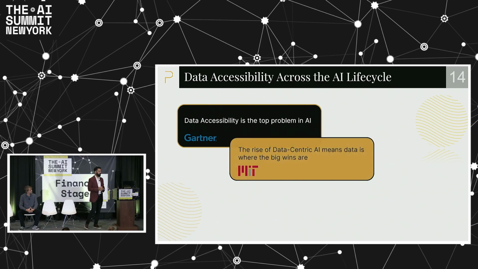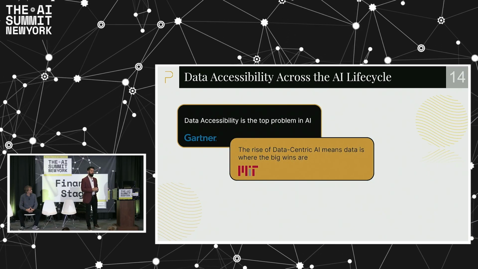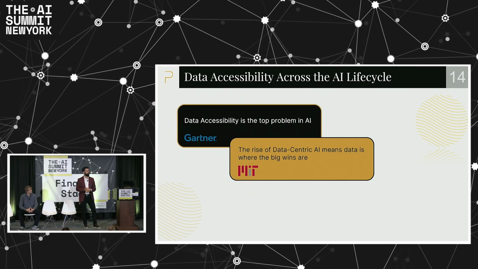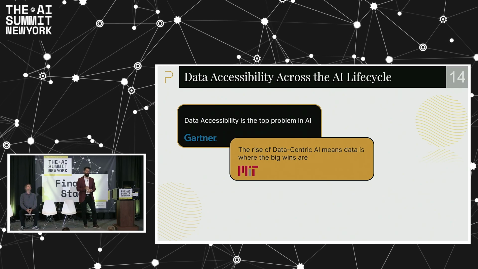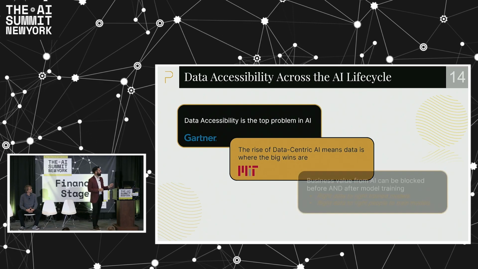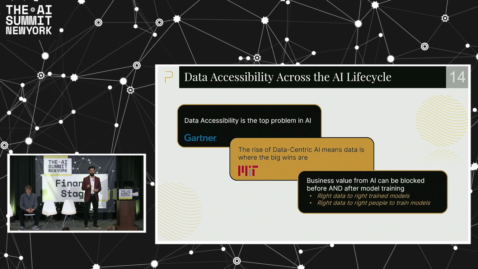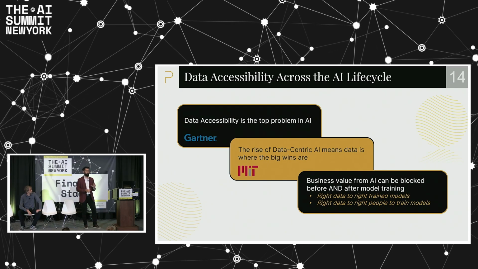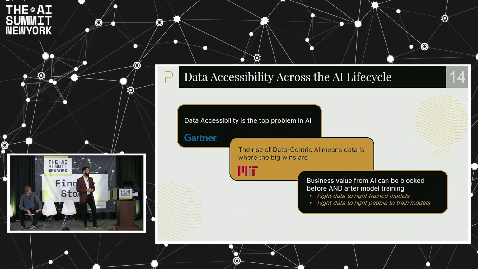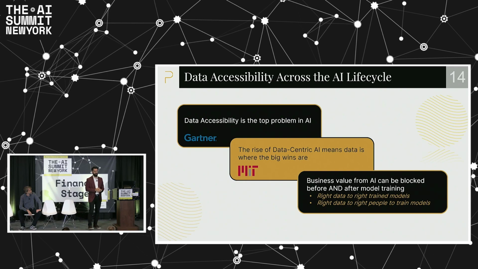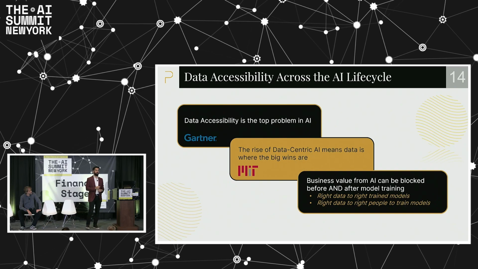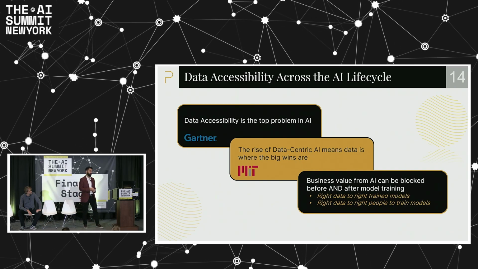Now, combine that with the rise of data-centric AI, which indicates that the value you're going to get from spending money on machine learning and AI will come from the quality of the data you have access to, and you have a pretty hard problem now. And this problem of data accessibility, and the value that is tied to it, happens both before training a model and, as in the case of Q2's example that Jesse just explained, after a model has been trained as well, because you need to both get the right data to the right trained models, and you need to get the right data to the people that are going to train those models.